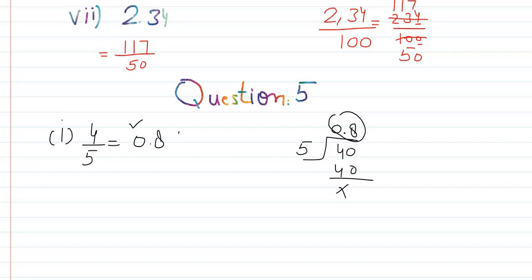This is terminating. This is terminating because there are limited digits on the right side of the point. That's why there is only 8. That's why it is terminating. Now I am solving part number 5, that is non-terminating.